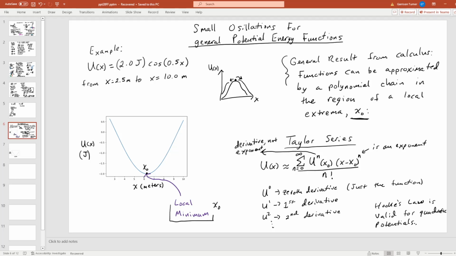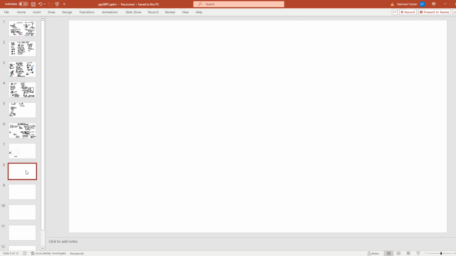Now, let's see how this works in practice, because this is very esoteric at this point in time. So the steps are, step 1, find the equilibrium point.